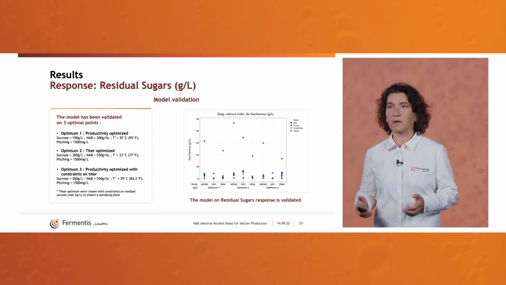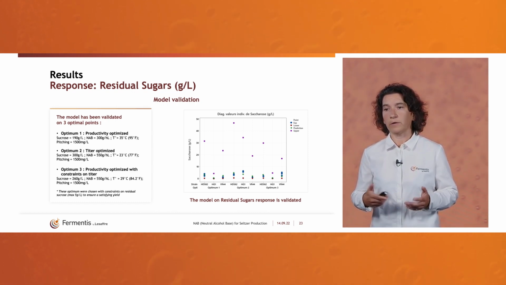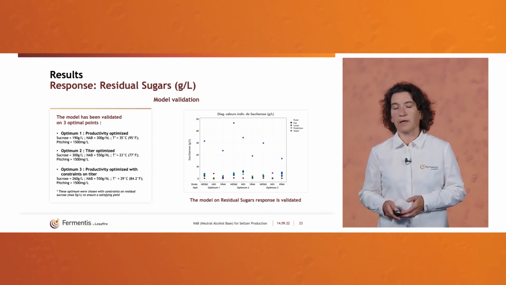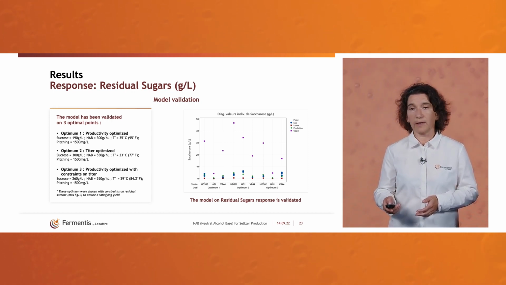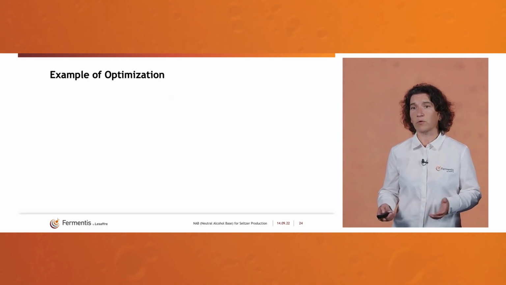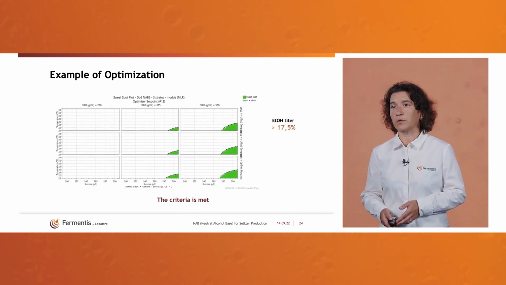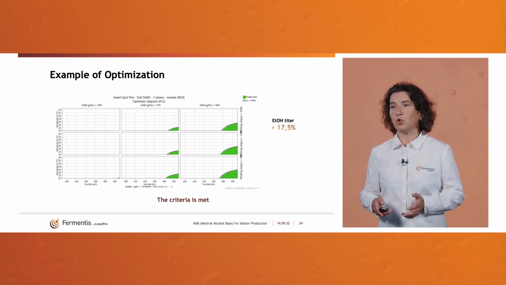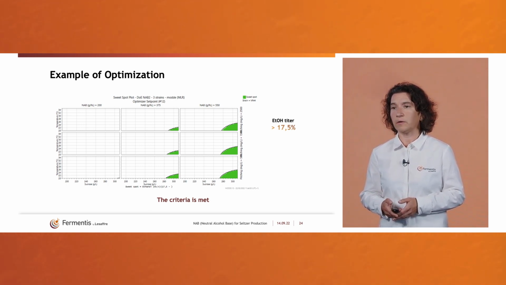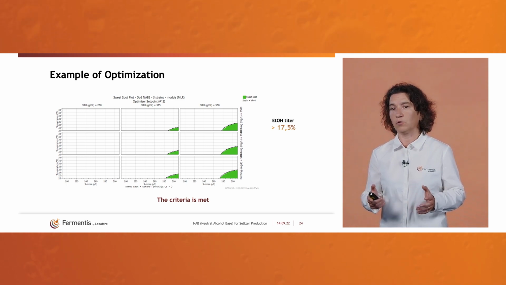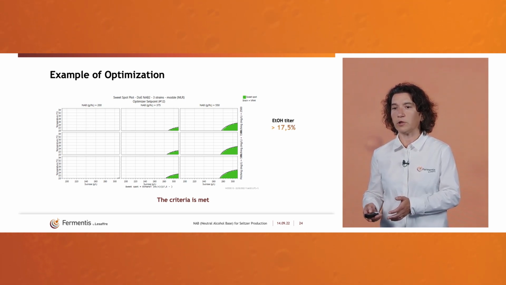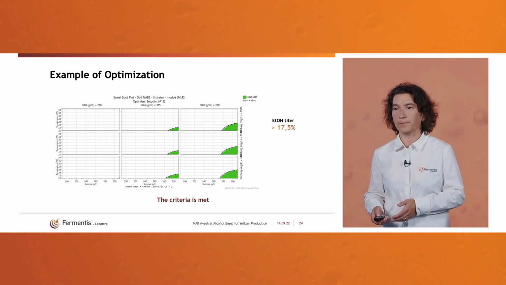So all this data allowed us to build different models, and with these models we can do different things, for example we can optimize some processes. Here is an example with the strain VR44. If we want to reach a titer of ethanol upper to 17.5%, we have to work in the green area, that is to say at low temperature and with a high concentration of sucrose.